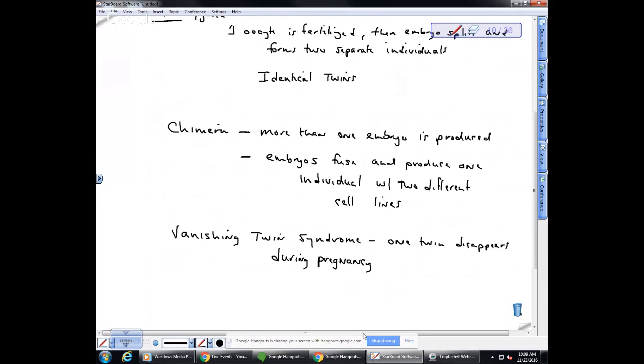Okay. I also had a student who said she was born and she actually had a growth on the side of her head. And when they biopsied it and removed it, it was actually her twin. Right, yeah. Okay.